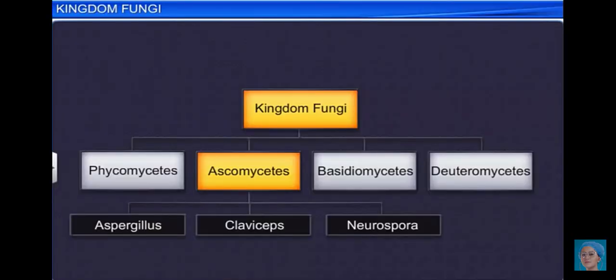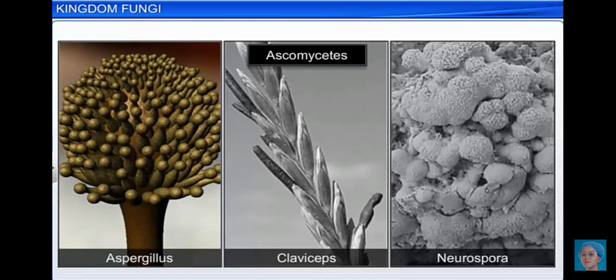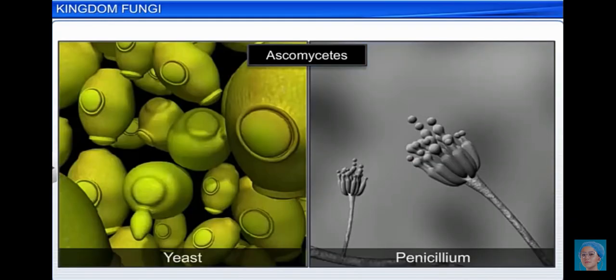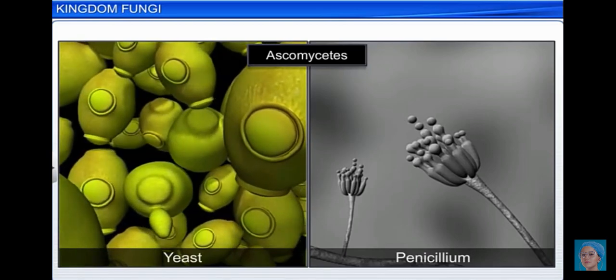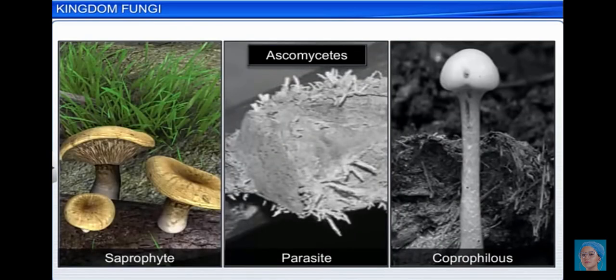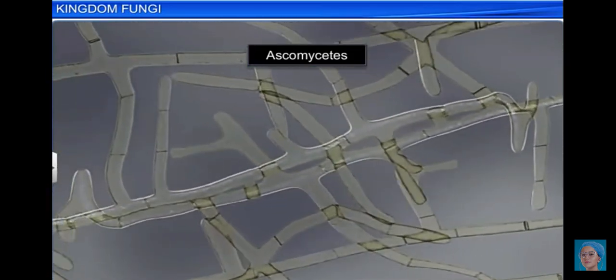Members of the ascomycetes class are commonly known as sac fungi. For example, Aspergillus, Claviceps, and Neurospora. They can be unicellular like yeast or multicellular like Penicillium. They are saprophytic, decomposers, parasitic, or coprophilous. That is, they grow on dung. Ascomycetes have branched and septate mycelium.